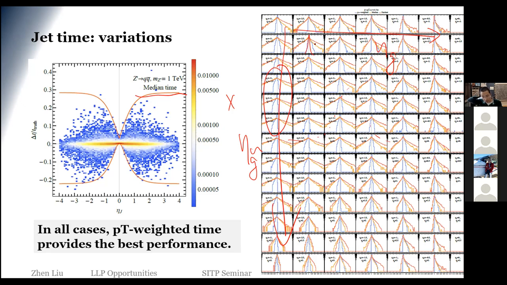I think it again tells you the robustness of such a definition, and at least before we come up with any better definition of jet time, we should use this one, and I think that will already improve a lot of the current status of the LHC searches.